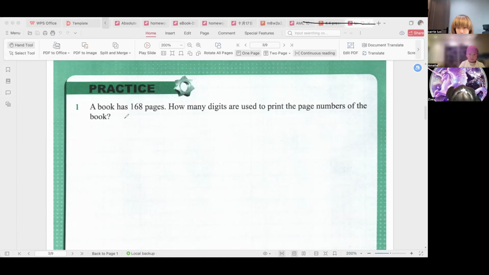So the book has 168 pages. So 1 to 9 has how many digits? Amelia? 9, yeah. And 10 to 99 has how many digits? 180. So obviously this one is smaller than 99, right? So if there's altogether 168 pages, I need to first minus the 9 pages of the first one, right? So it's 159.